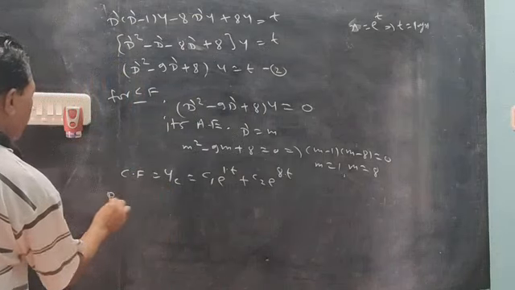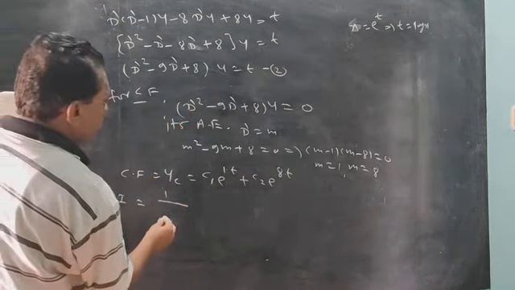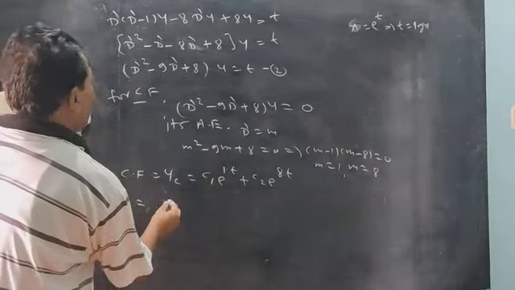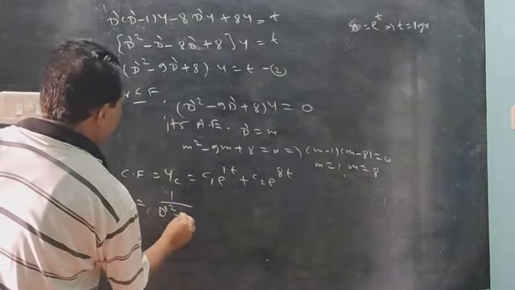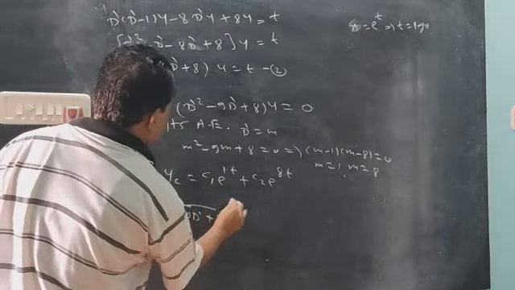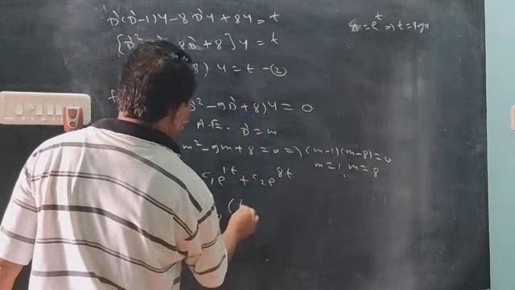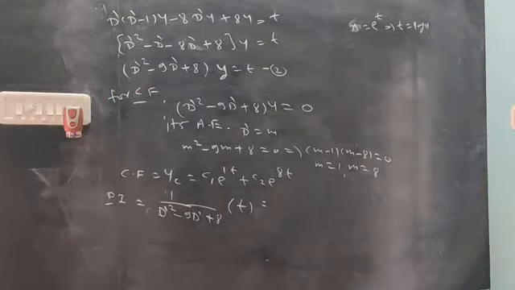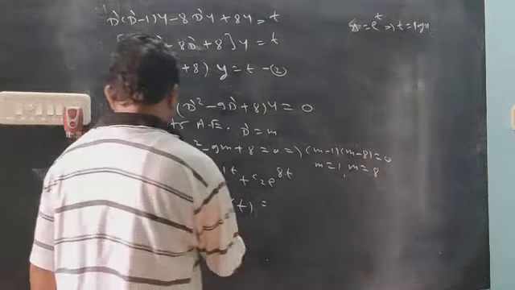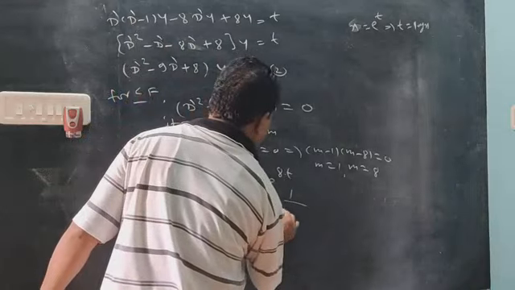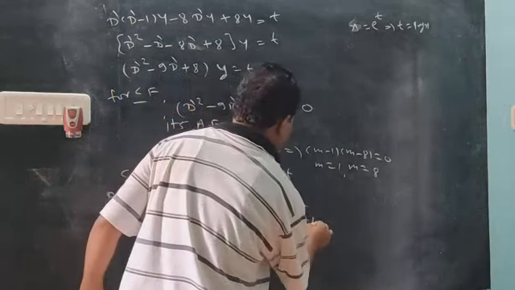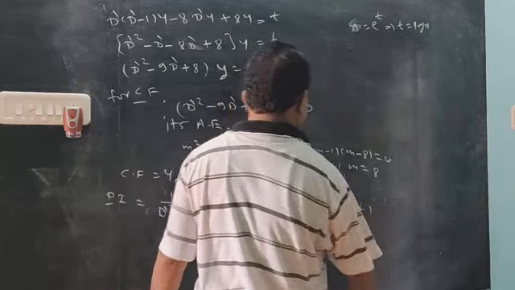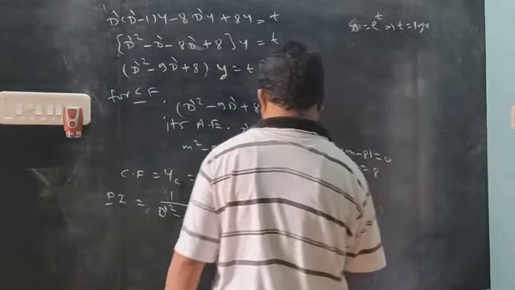Now the particular integral. In operator form it is 1 upon D' squared minus 9 D' plus 8, applied over t only. Now t is an algebraic function, so we have to use the binomial theorem. I want 1 plus something, so 8 will be common: 8 times 1 plus (D' squared minus 9 D') divided by 8.